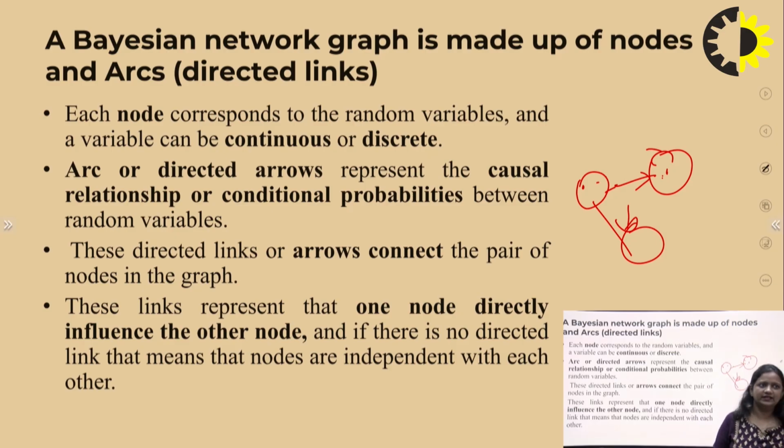These directed links, or arrows, connect pairs of nodes in the graph. These edges, or arrows, are used to connect the vertices, nodes, events, or variables in the graph. These links represent that one node directly influences another node. If there is no directed link, the nodes are independent of each other. If there is no direct link between these two variables, that means this node is not influenced by the other node.